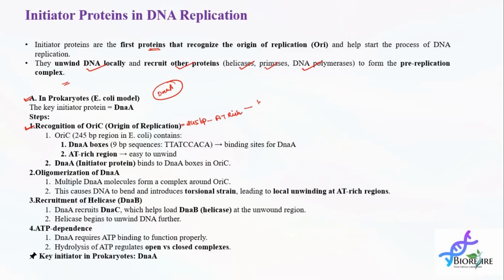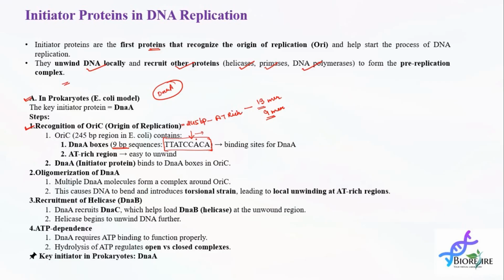It will contain 9-mer and 13-mer sequences. 13-mer means the number of base pair is 13 at this region, and number of base pair 9 at this region. And this DNA A recognizes the 9 base pairs, that is known as the 9-mer, and this is the sequence TTATCCACA. Okay, at this point DNA A will bind. This region is AT rich, that's why it will easily unwind.